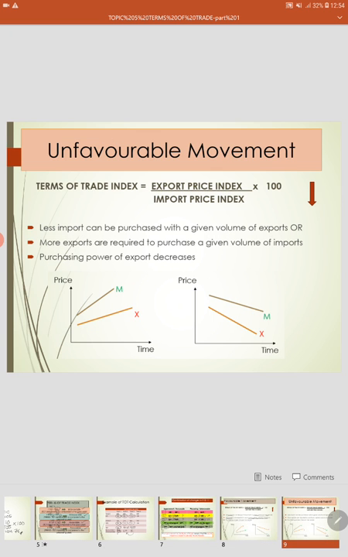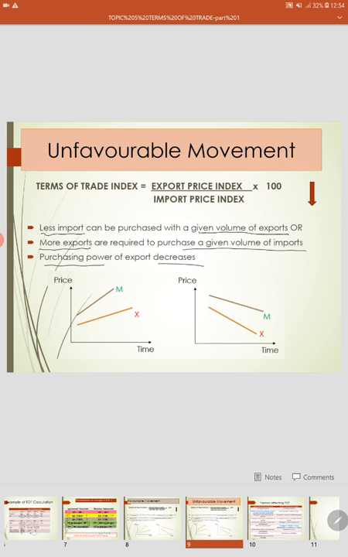And in the case of unfavorable movement, we know unfavorable is export price index falls and import price index rises. So we are purchasing less import with a given volume of export, or we need more export to purchase a given volume of import. So in this case, purchasing power decreases.